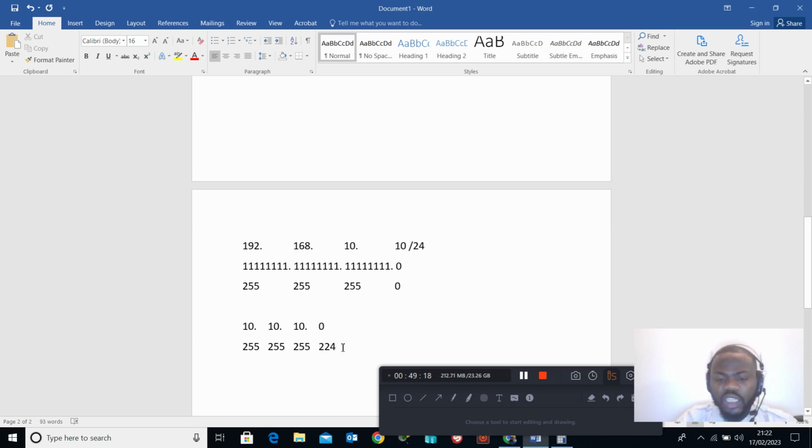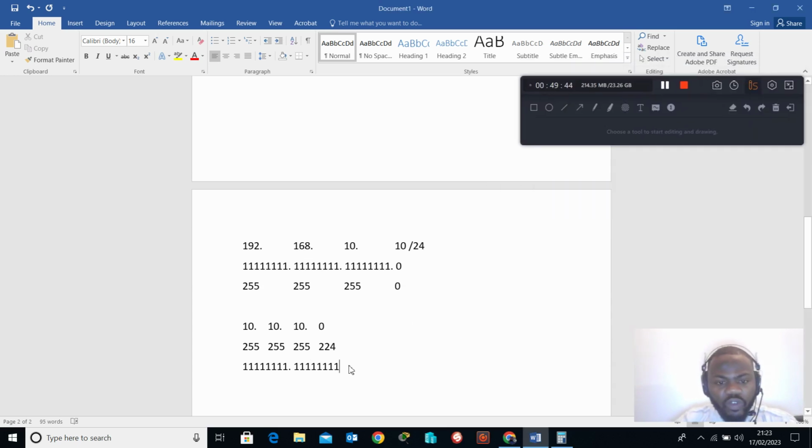Let's find out. This means that you have 1111, 1111, because 255 simply means 11111111. Do you know that? I've explained that to you. Another 255 simply means 1111, 1111. That's the second one. And the third 255 simply means the same thing, 1111, 1111. And the last one, instead of them putting 0 now, they said it's 224.